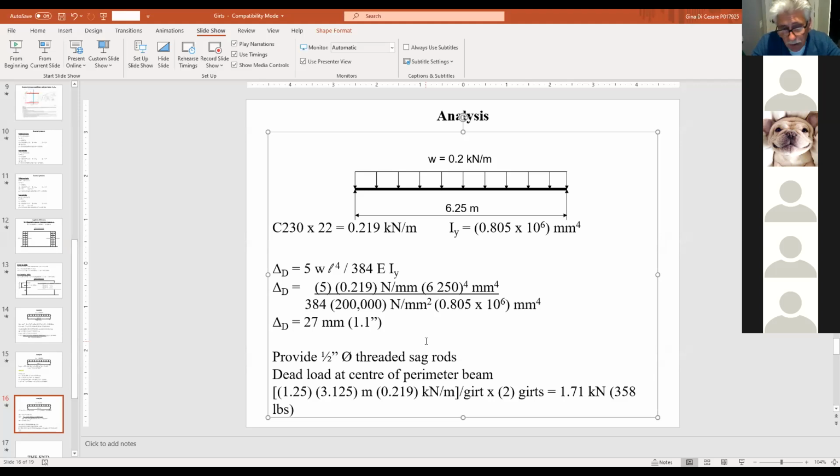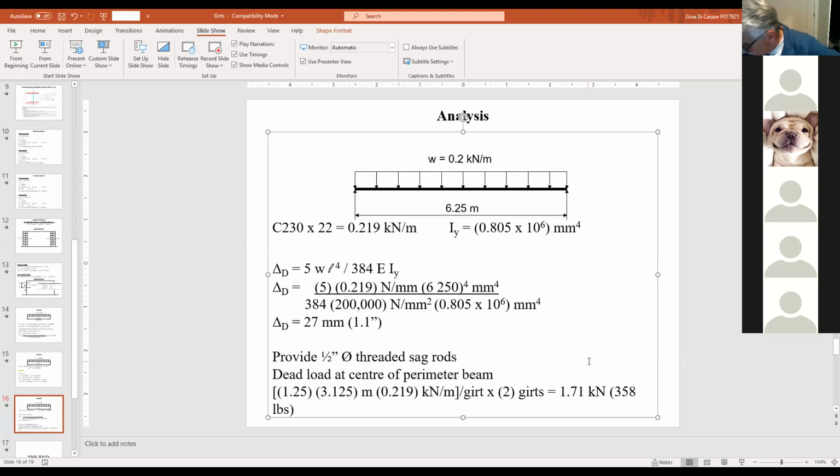If I would take the formula Tr is equal to phi Fy Ag, and I take the diameter of a 1/2 inch rod, I'm sure that even if I take the cheapest steel, I'm going to exceed 1.17 kilonewtons. So that's if I want to make sure that... And yes, I think you made a mistake. It's 385 pounds.